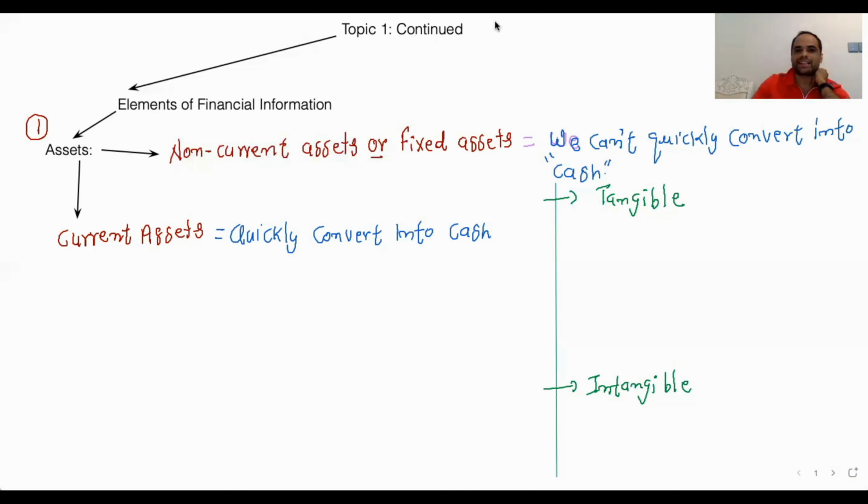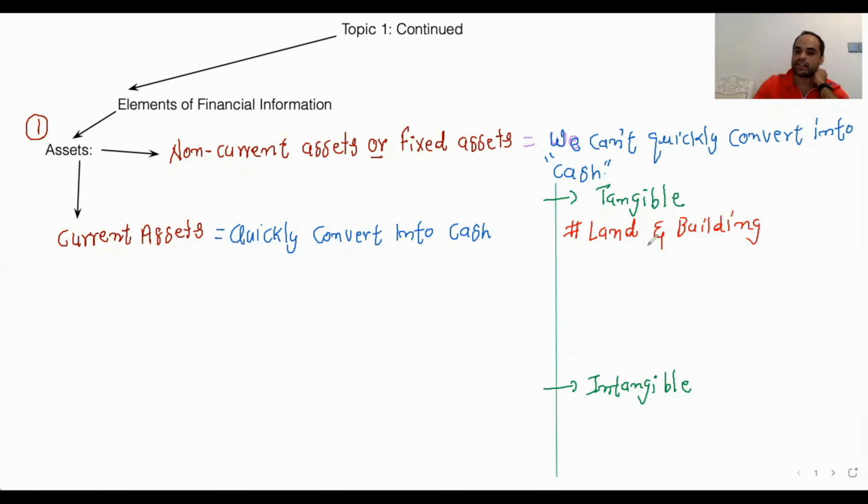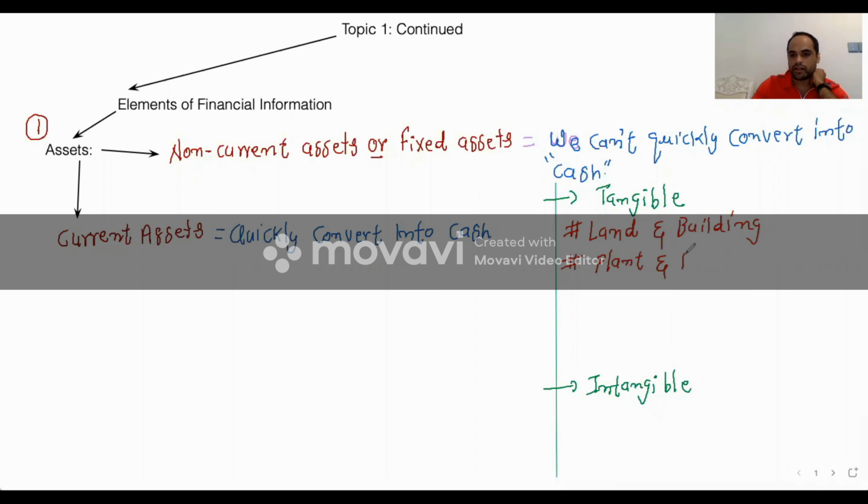So tangible assets involve, first, land and building. Land and building, you can see, you can touch. So obviously, that's your tangible assets. Second thing is plant and machinery. You know machinery. Machinery is a machine. You need a machine to produce product.